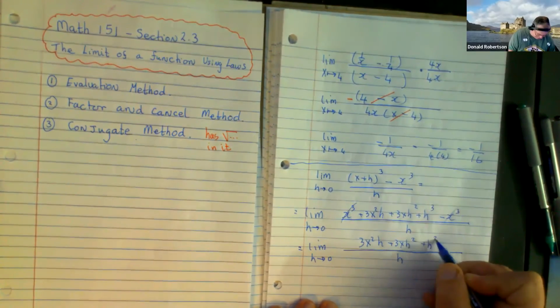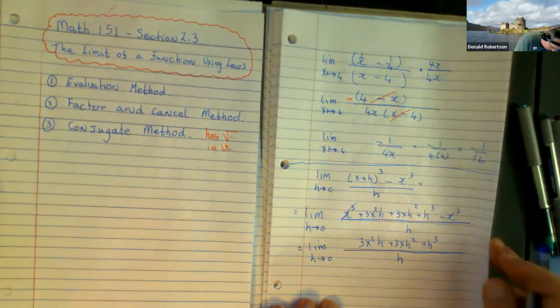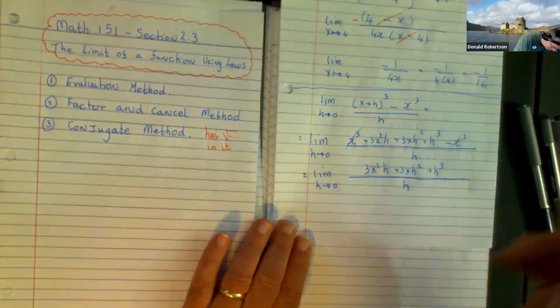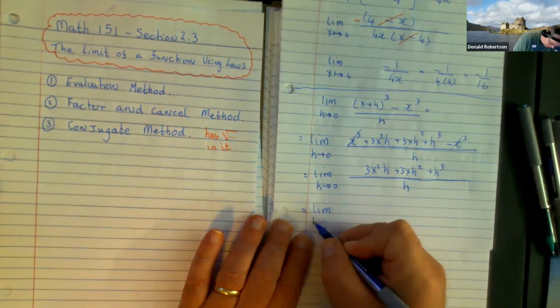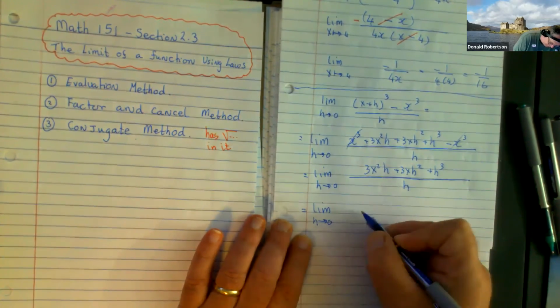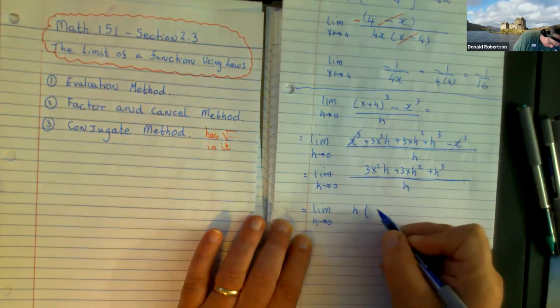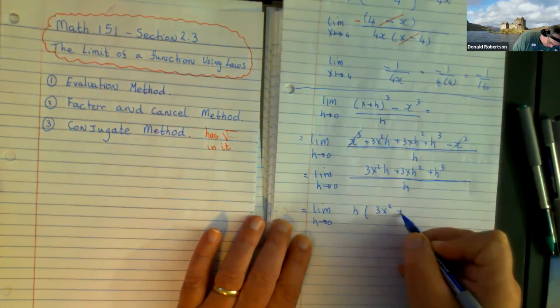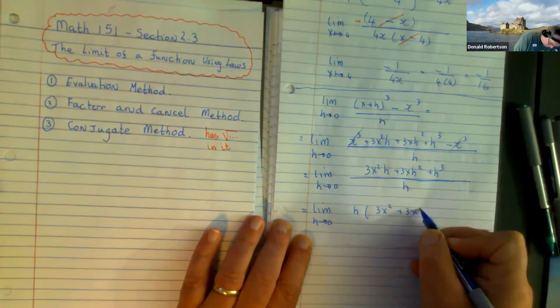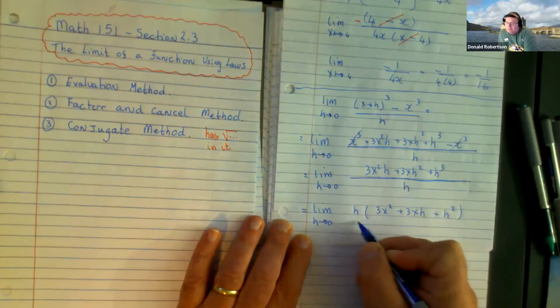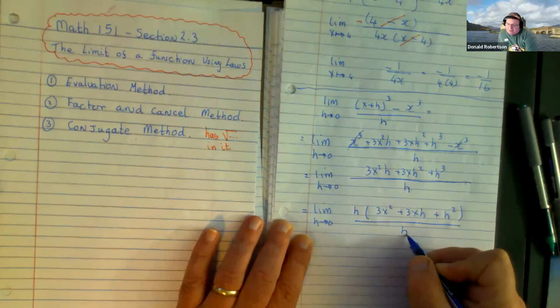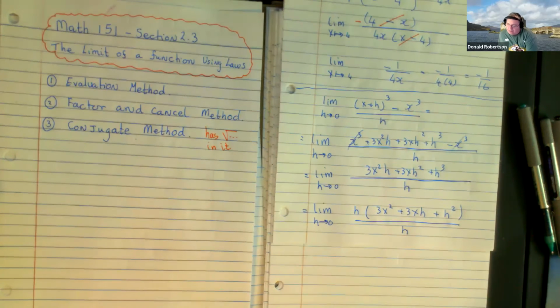Now let's do what you said. Let's pull out h as a common factor from the numerator. Okay. Every step is getting closer to the answer, right? Every step is helping us on that road. What do we do now?